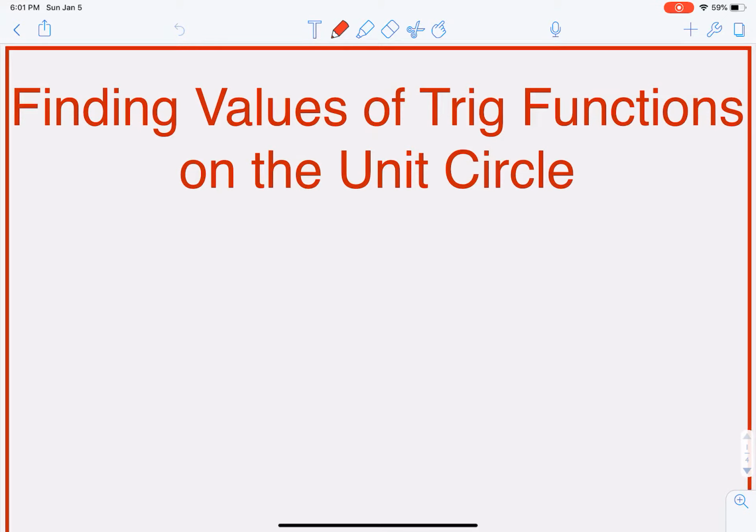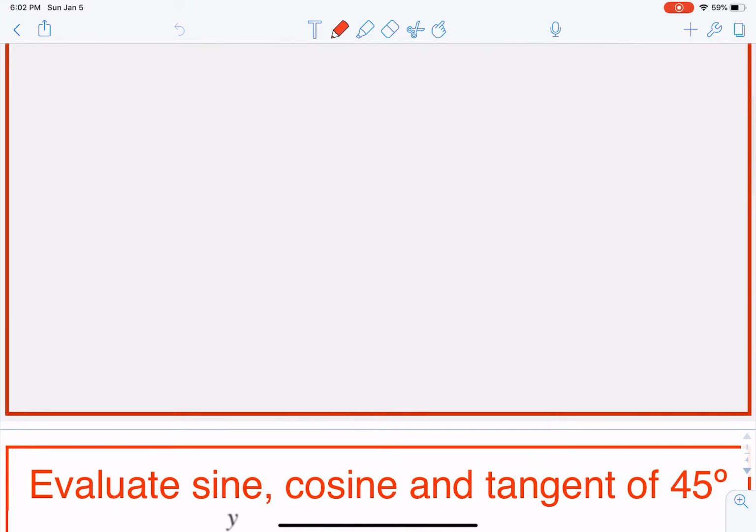Hi there. Hopefully you've had a chance to fill out your unit circles and that you've been working towards developing some nice fluency with filling in those unit circles. So today in this lesson we'll talk about finding values of trig functions on the unit circle.